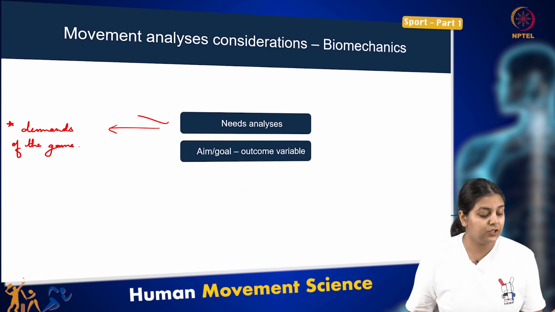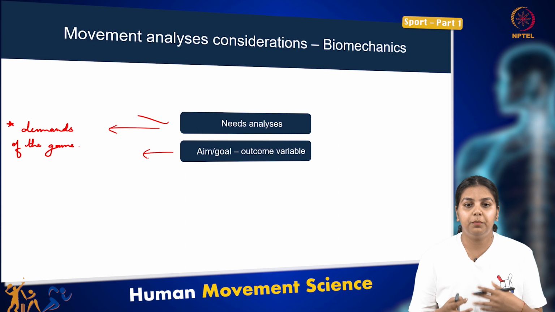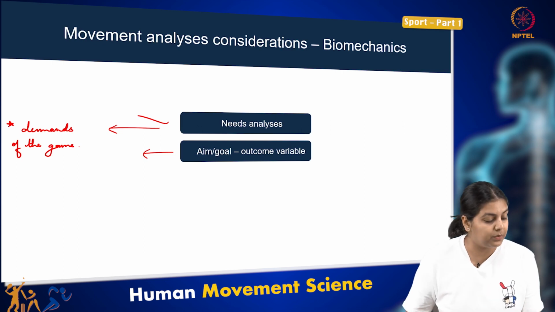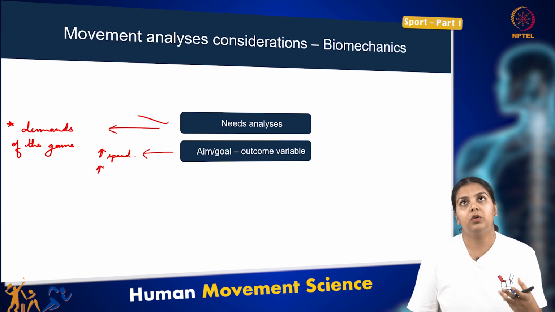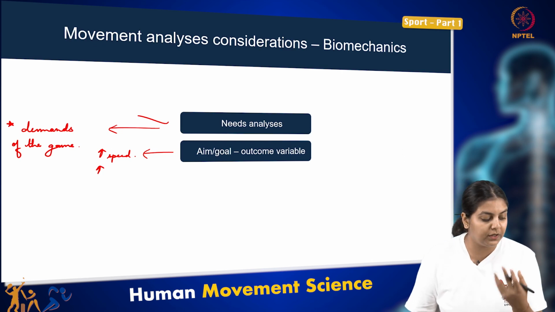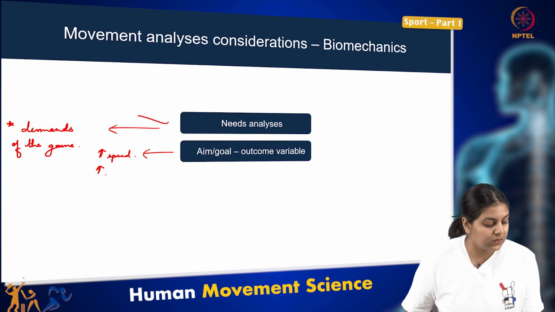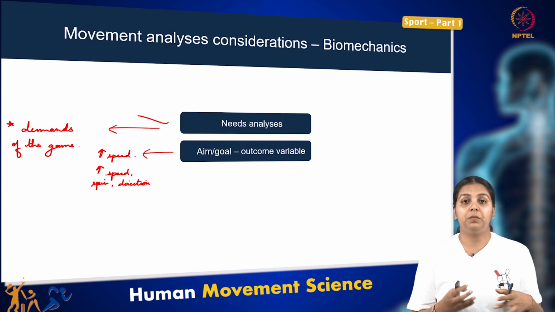Once you've done the needs analysis, you need to define what's your goal. So what could be an example of a goal or an outcome? For example, you're a fast bowler, right? And we'll be looking at that example shortly. But if you're a fast bowler, your aim could be to increase speed, which is to bowl fast, right? What could be another aim? So say, for example, you're hitting a forehand when you're playing table tennis. What could be the different goals? It could be speed again. It could be spin, right? Or it could be direction, right? So all of these could be your different goals.